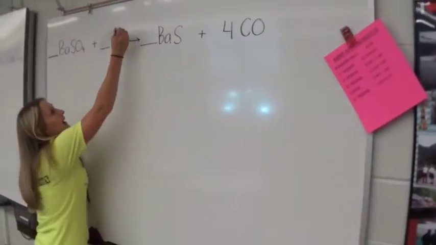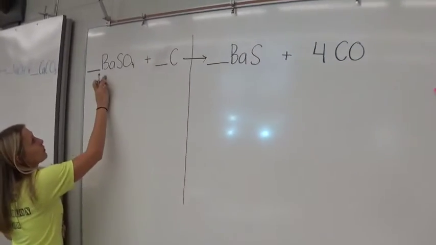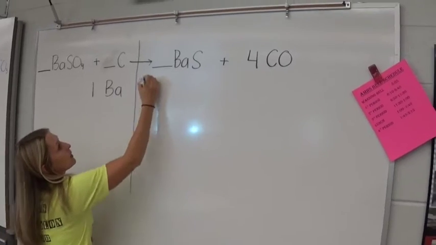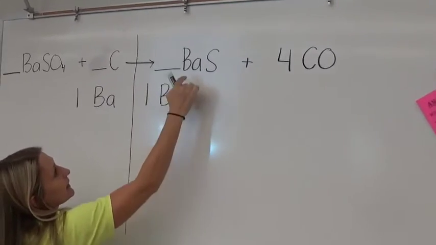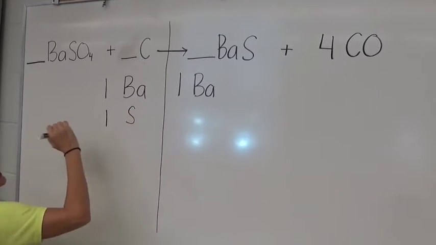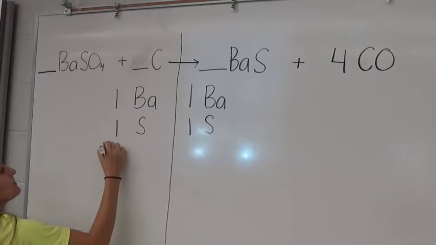I'm going to draw my line. And I'm going to do my inventory. So I have one barium on this side. And I have one on this side, right here. And then I have one sulfur. And I have one sulfur. I have 4 oxygen.